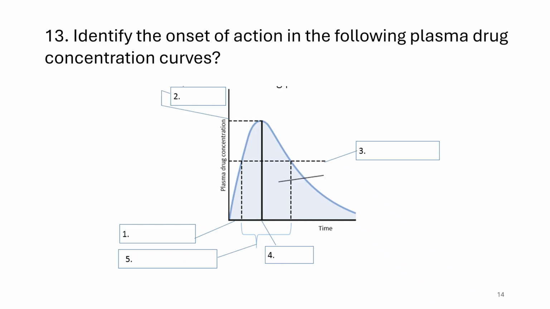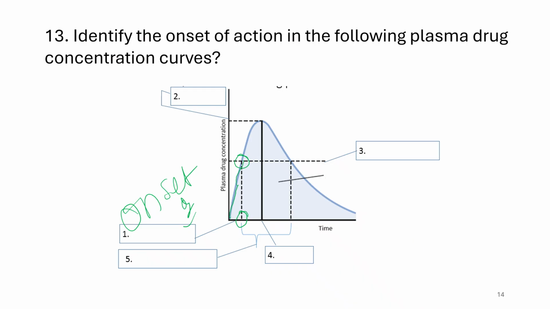Identify the onset of action in the following plasma drug concentration curve. So onset of action means the starting point where the patient gets the therapeutic response. So that is when the plasma concentration reaches the minimum effective concentration. This point, that is the onset of action.